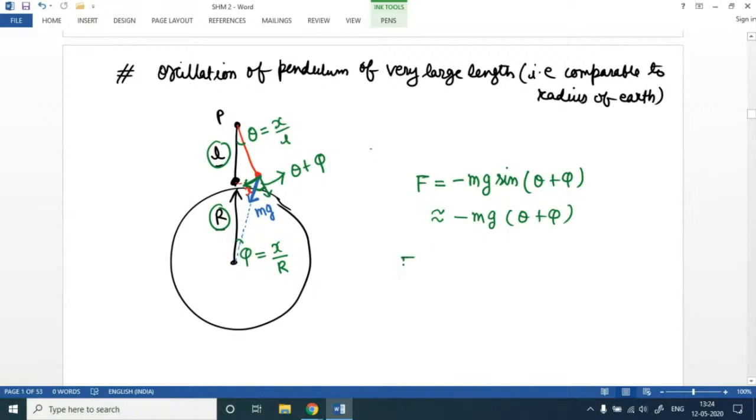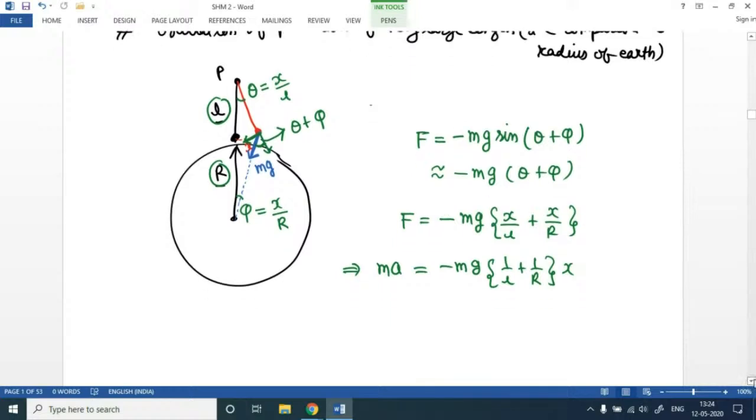When we substitute these, F will be equal to minus mg, and theta we can write as x by L, and phi we can write as x by R. So rearranging, F equal to ma is minus mg into 1 by L plus 1 by R into x. You should realize that m and m will get cancelled, and we have got the relationship for acceleration. So the time period would be nothing but 2 pi root under 1 by g into 1 by L plus 1 by R. And that would be the time period of oscillation.